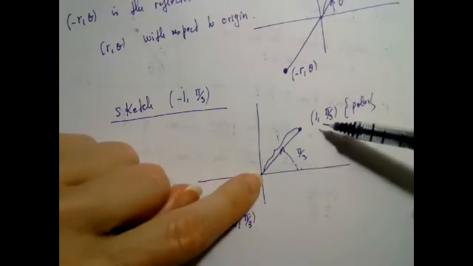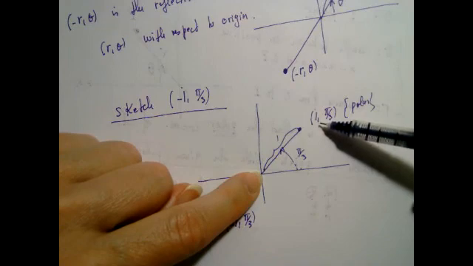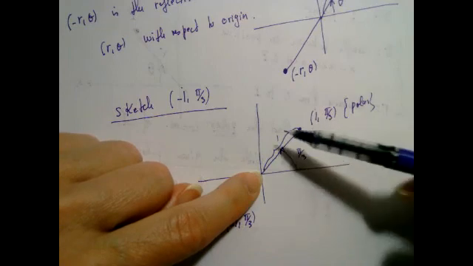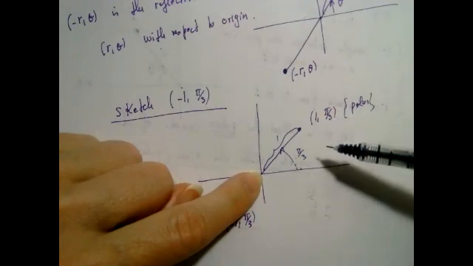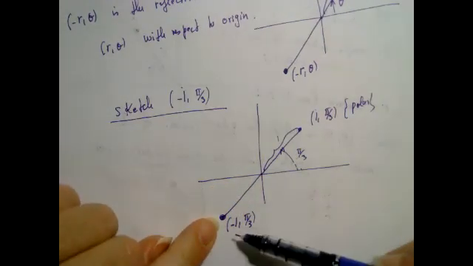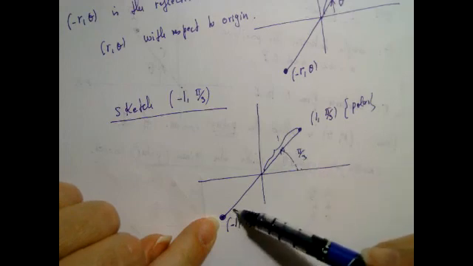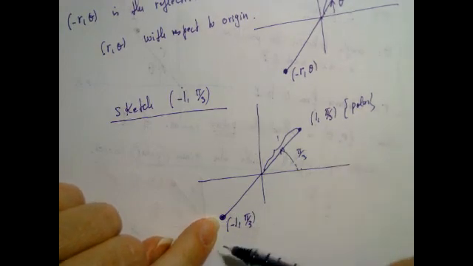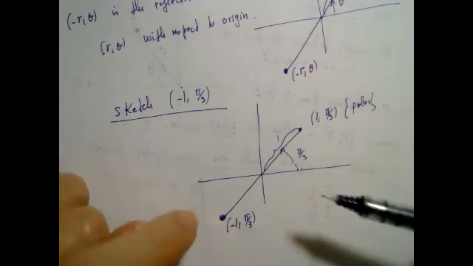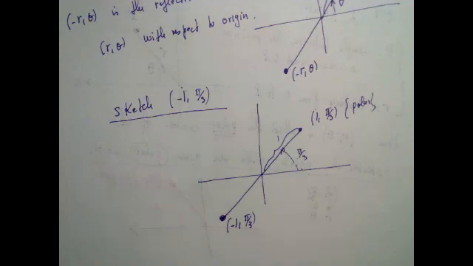So when r is positive, the point will be in the same quadrant as pi over 3, like here in the first quadrant. When r is negative, the point will be in the opposite quadrant of where pi over 3 is. So if pi over 3 is here, (minus 1, pi over 3) will be in the opposite quadrant. Okay. So just think about that a little bit, and tomorrow I will elaborate absolutely more.